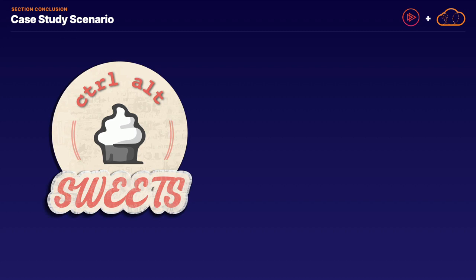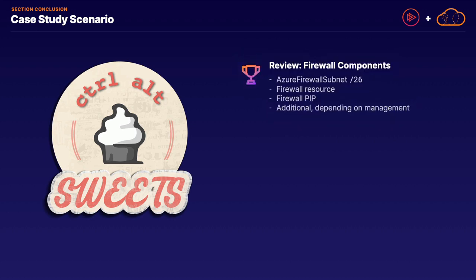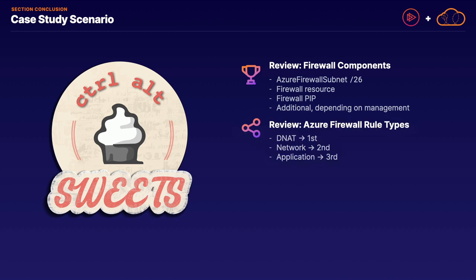In reviewing this case study scenario, again, we need to think about the firewall components that go into creating an Azure firewall, such as an Azure firewall subnet, and we recommend a /26 per best practices of Microsoft. We also have that firewall resource, its public IP address, and additionally other resources depending on how we're managing the rules for that firewall. Then we need to also think about the firewall rule types that are involved in the order of operations when evaluating those rules, our DNAT, network, and application rules, essentially the PEMDAS of our rules.